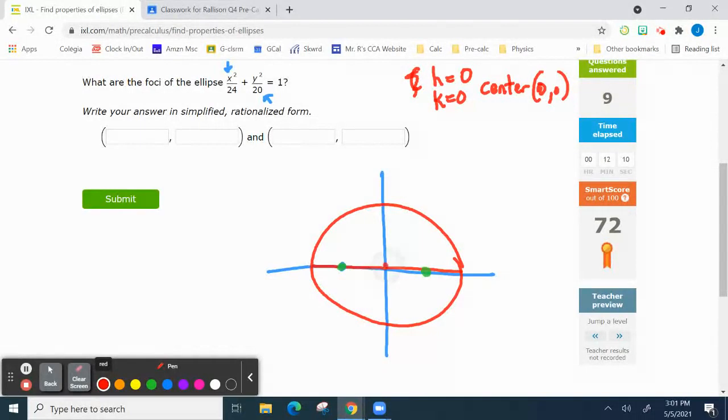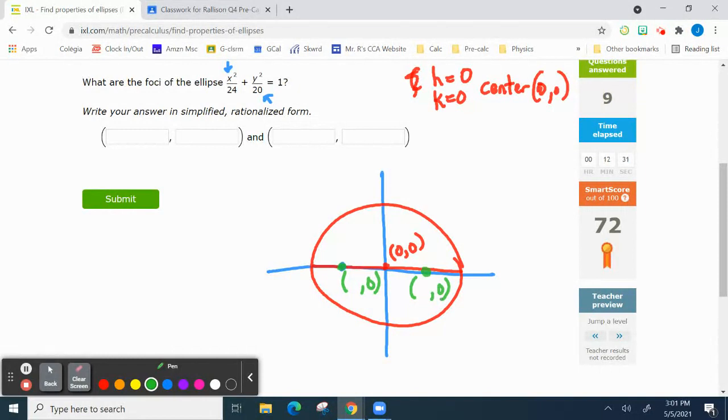So the center is at 0, 0. And we know that the y is 0 for both of these. So there's something, 0, and something, 0, right? Because they're all along the major axis.